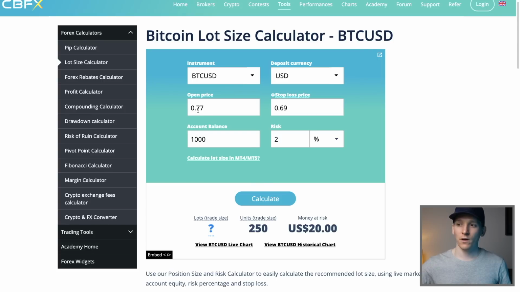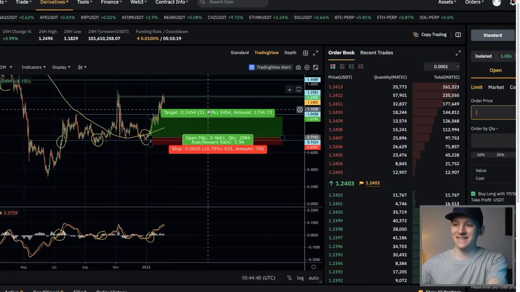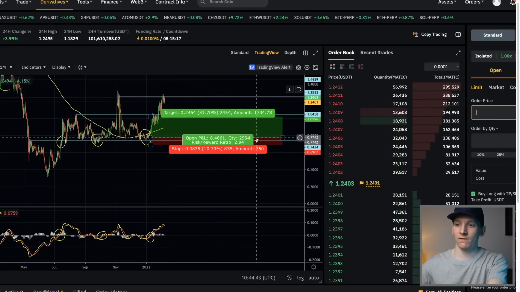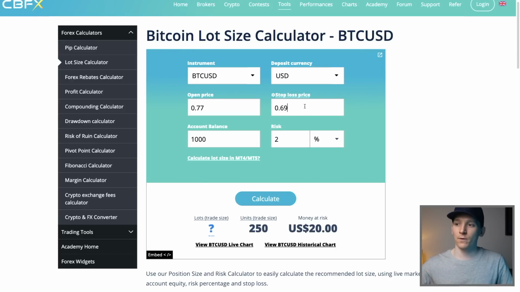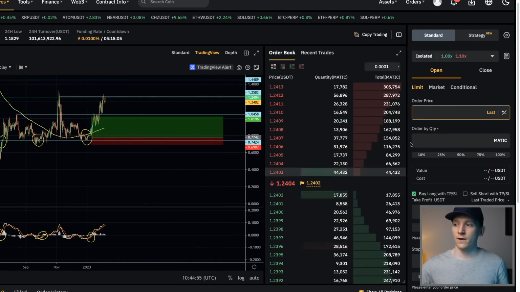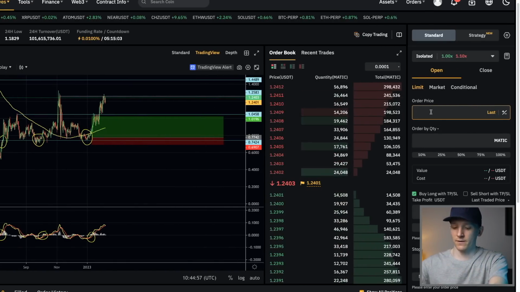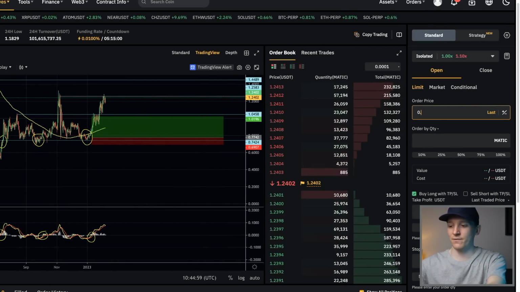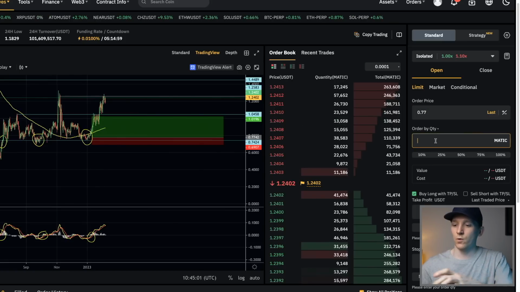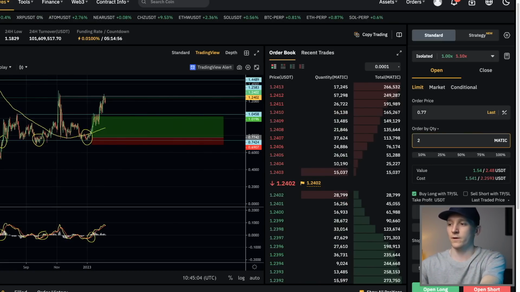So you have the open price here, which we've seen is 77 cents from this entry. And then the stop loss was 69 cents. Our account balance is 1,000 and we want to risk 2%. You can see the calculation comes out at a trade size of 250 units. So 250 units right here, we can do the trade entry level, which was 77 cents. And then the order quantity was 250 units of Matic.